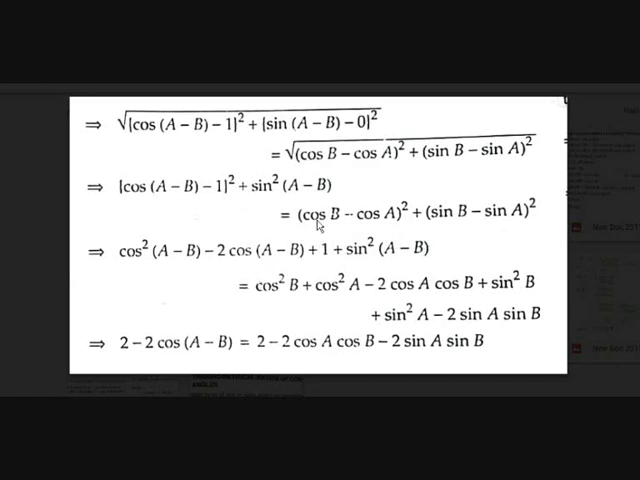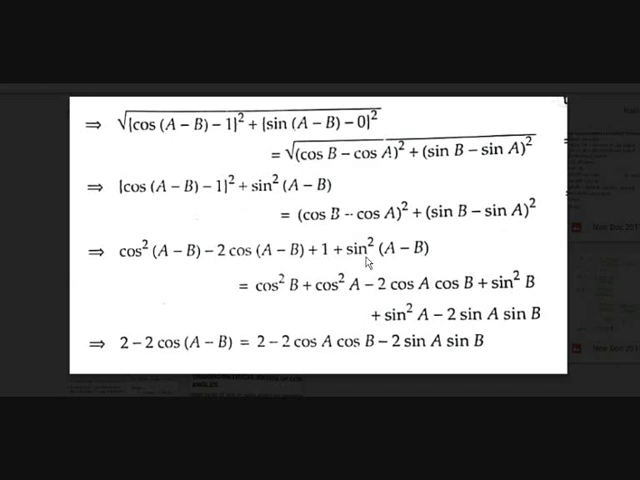is equal to, if we apply squares for cos b − cos a and sin b − sin a, you'll get cos²b + cos²a − 2 cos a cos b + sin²b + sin²a − 2 sin a sin b. Okay, how to solve this with this?